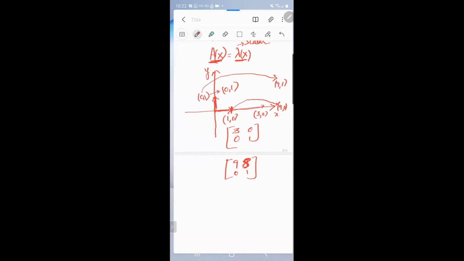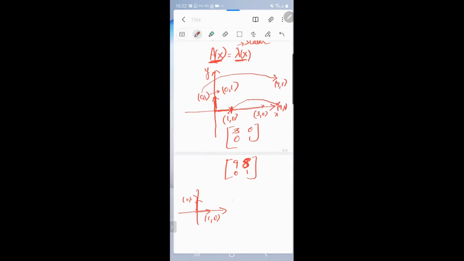Any other transformation someone who wants to suggest? Rotate by 90 degrees around origin. Okay, if you rotate by 90 degrees around origin, can someone say what will be the final positions of 1, 0 and 0, 1? So I start from here. This is my vector 1, 0. This is vector 0, 1.